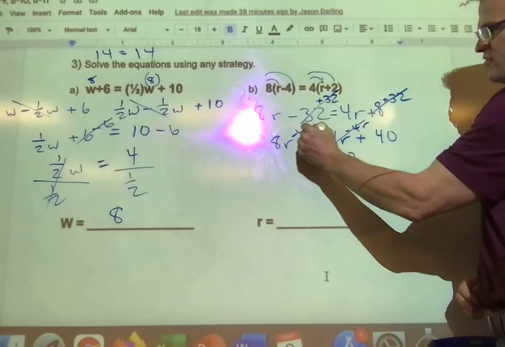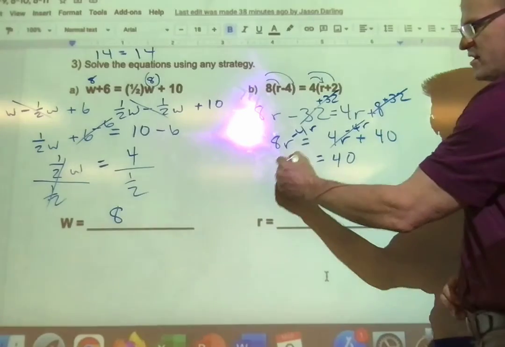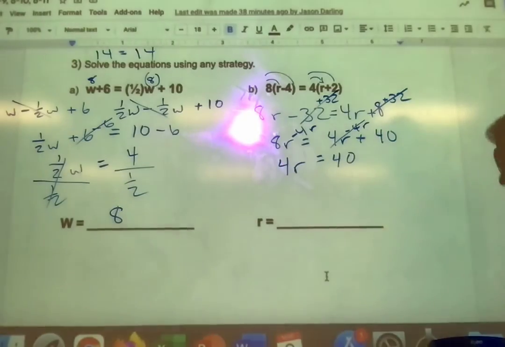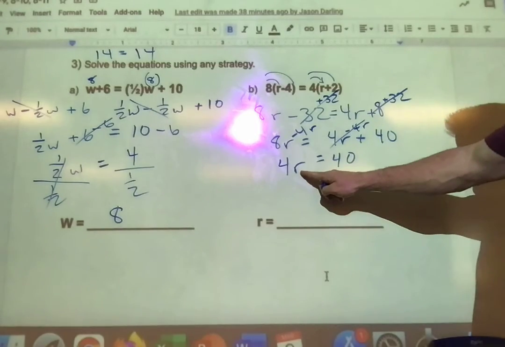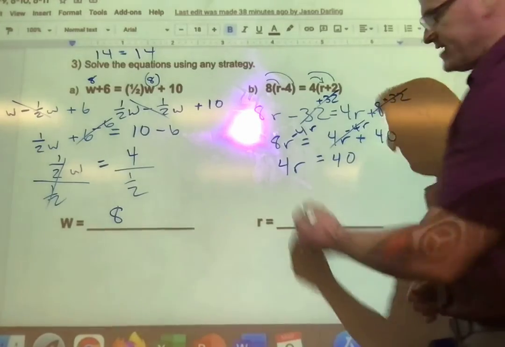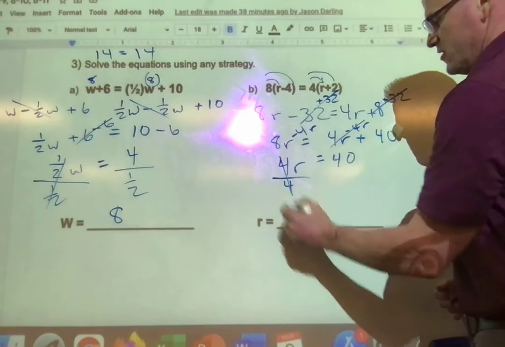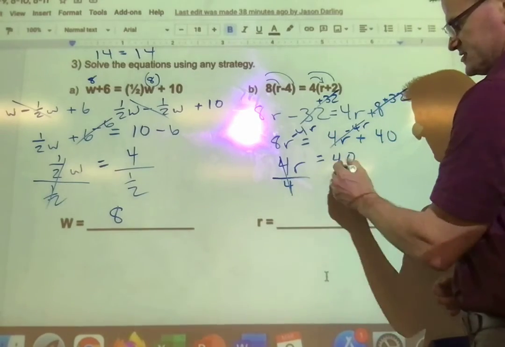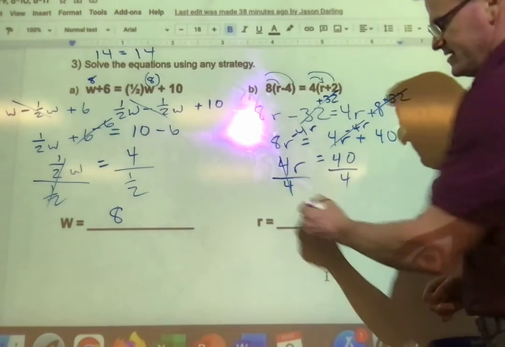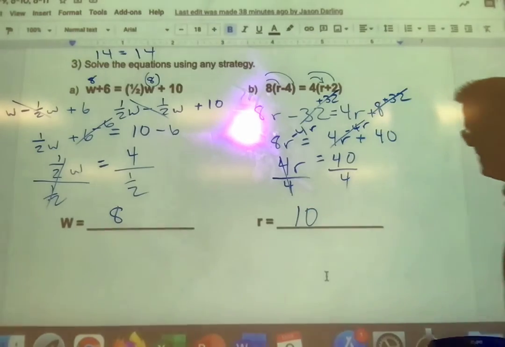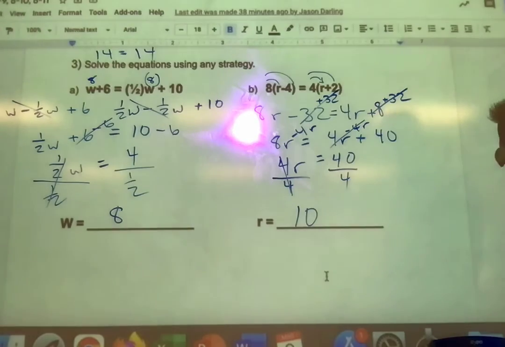And if I subtract 4R from this side, 8R minus 4R, I'm left with 4R's. And now we know that's 4 times R. How do I undo multiplying? I divide. So I can divide by 4, and I'm left with just R. So I must divide by 4 on this side, and R equals 10, because 40 divided by 4 is 10.